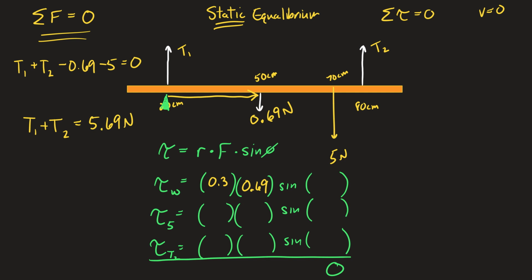Last, I have to figure out the angle between the torque arm and the force, but my bridge is horizontal and the force is downward, so I think we're looking at 90 degrees. Does that make sense? Let's move on to the next torque.